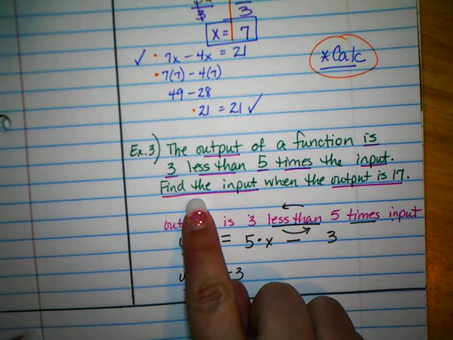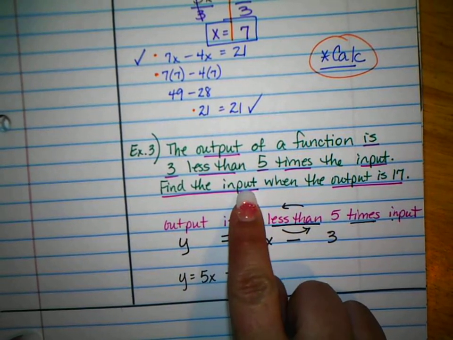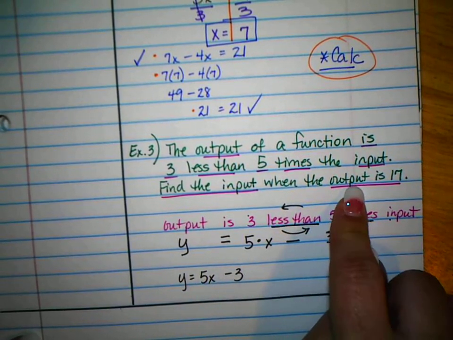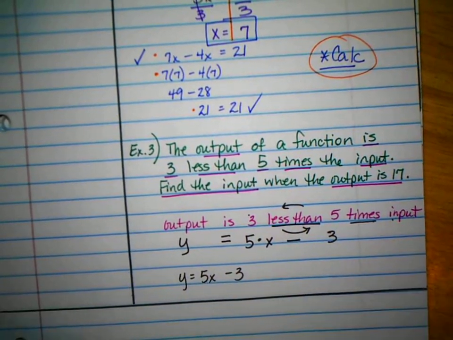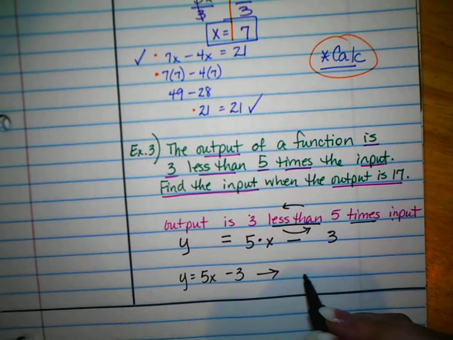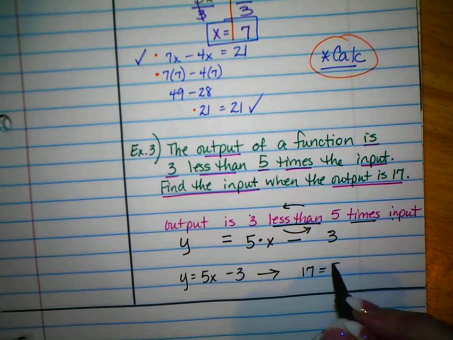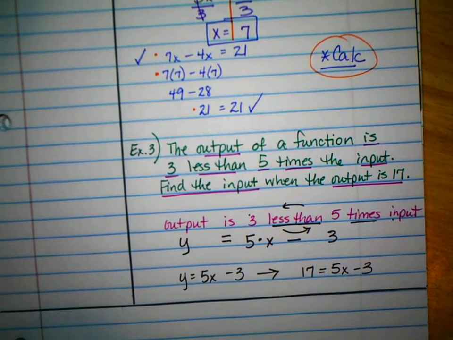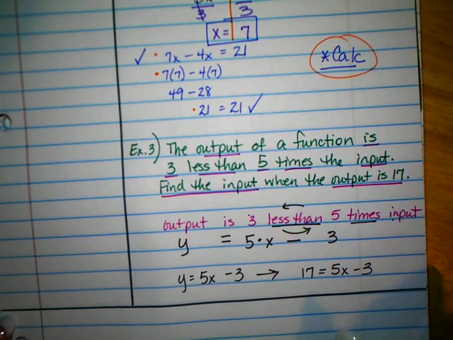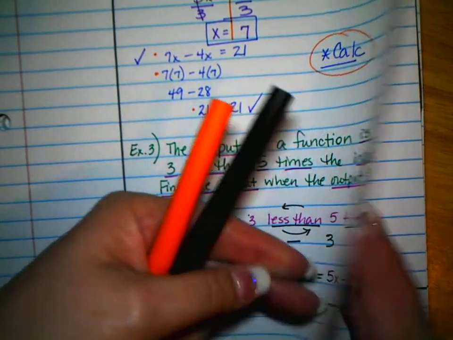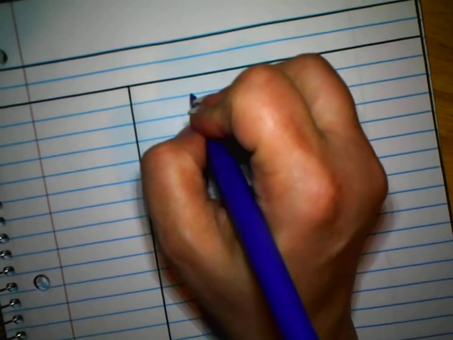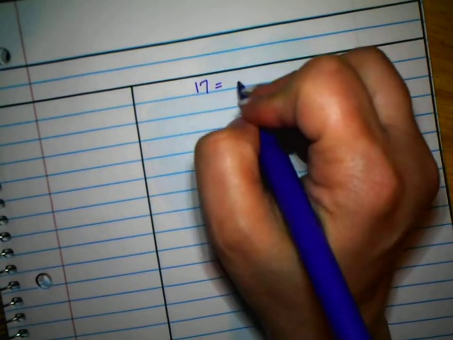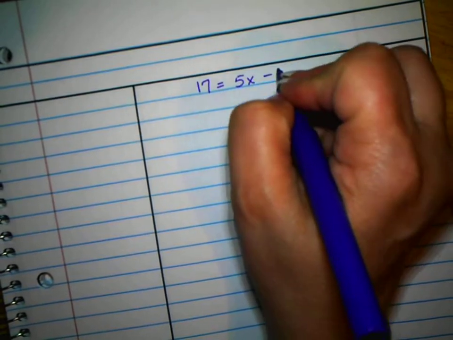Now what I need to do is find the input, find the x. Find the x when the output, the y, is 17. So this is going to become 17 equals 5x minus 3. And that's the equation that I need to solve now. So I'm working on 17 is 5x minus 3.